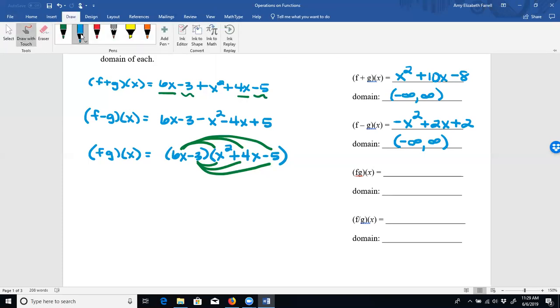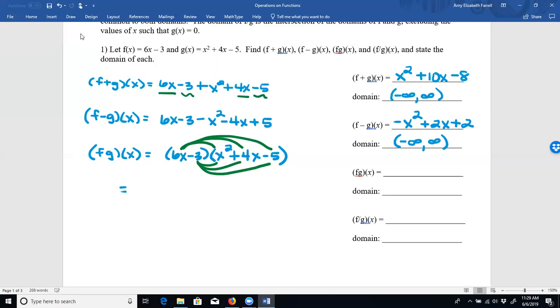All right, so let's see what we have here. So we have 6x to the third plus 24x squared minus 30x minus 3x squared minus 12x plus 15. Then we'll combine our like terms.